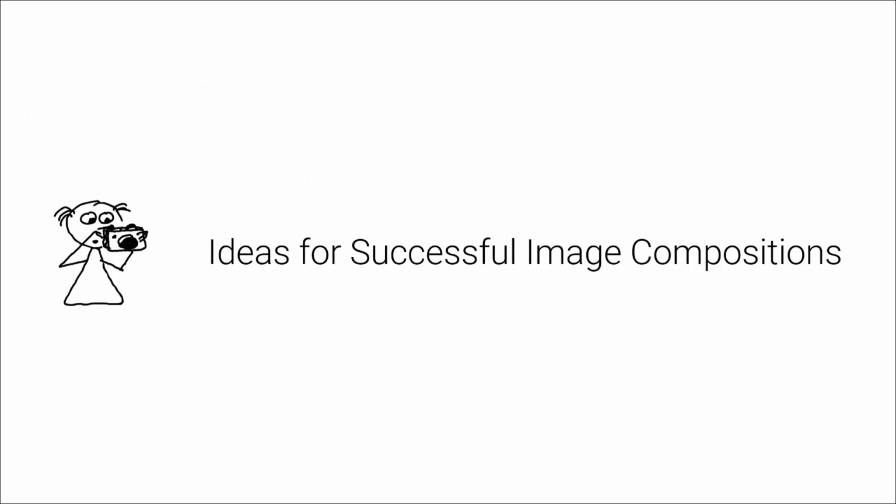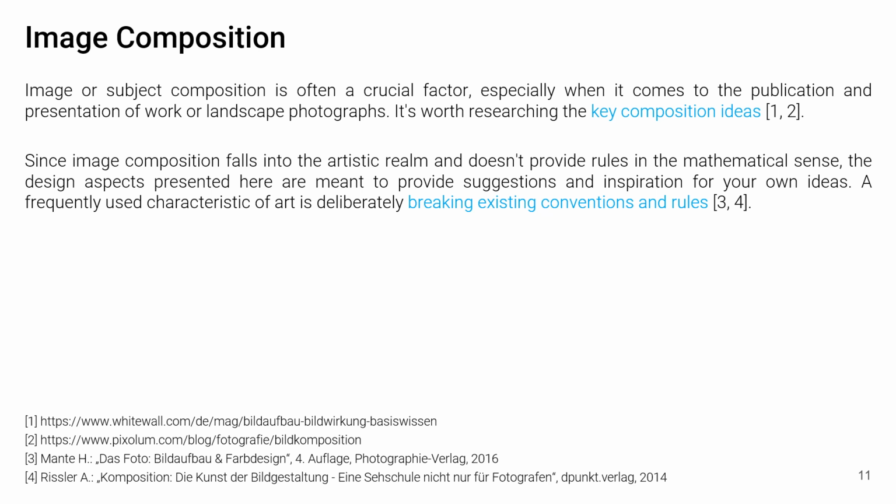In the following section, we want to delve into image composition and explore ideas for creating successful and good photos. Image or subject composition is often a crucial factor, especially when it comes to the publication and presentation of work or landscape photographs. It's worth researching the key composition ideas, since image composition falls into the artistic realm and doesn't provide rules in the mathematical sense. The design aspects presented here are meant to provide suggestions and inspiration for your own ideas. A frequently used characteristic of art is deliberately breaking existing conventions and rules.